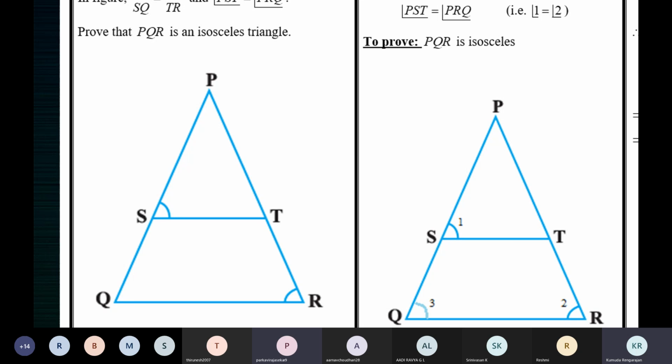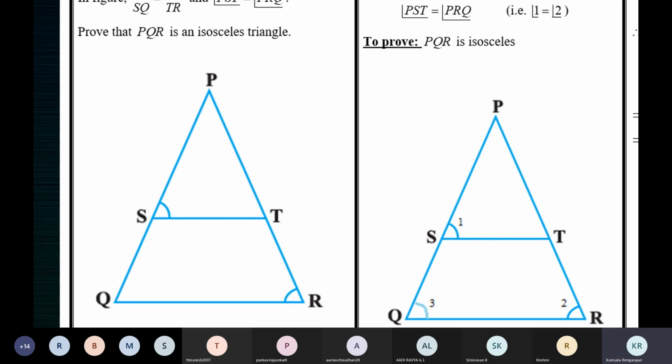When a proportion is given, you should use the converse of BPT. In triangle PQR, PS by SQ is equal to PT by TR. So by converse of BPT, what is the result you have? ST is parallel to QR. So if ST is parallel to QR, what do you say about angles 1 and 3? Corresponding angles, and they are equal now, because the lines are parallel. So angle 1 is equal to angle 3.